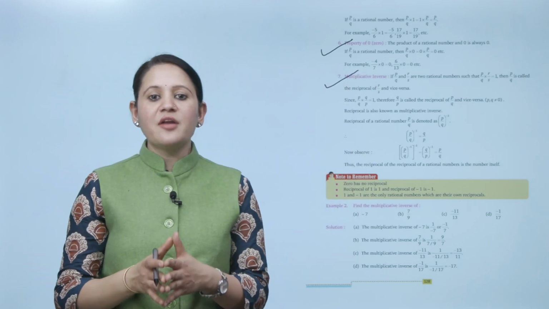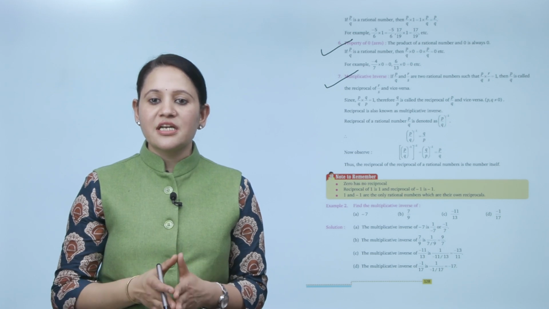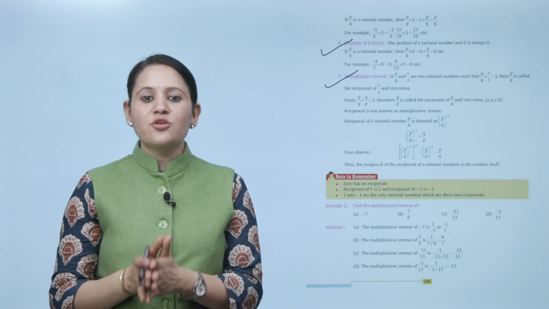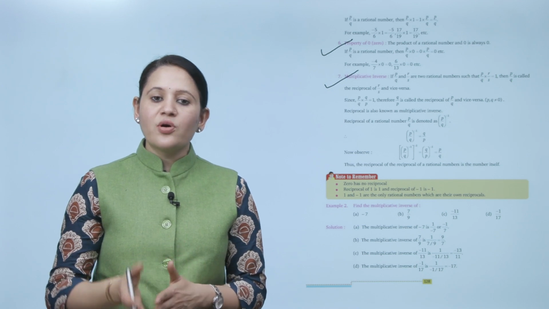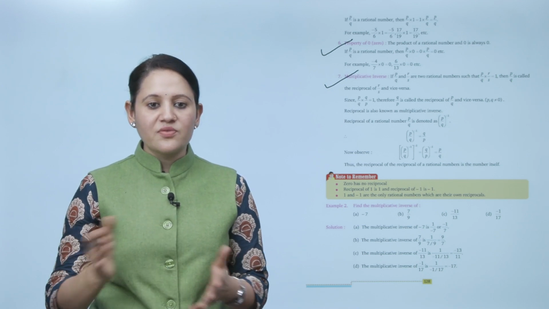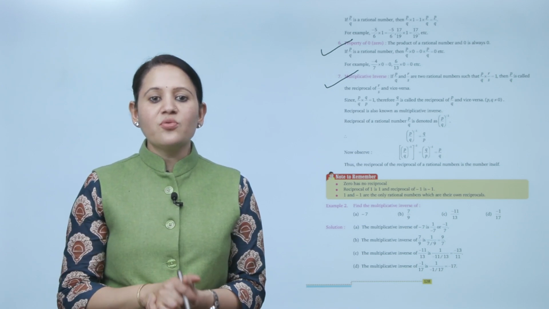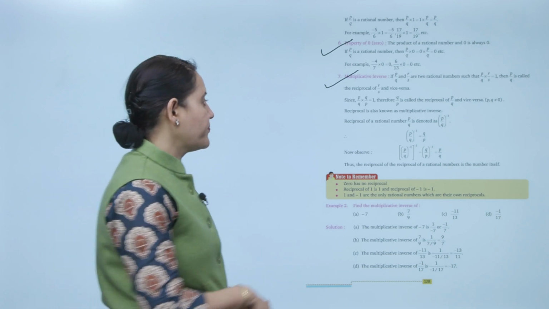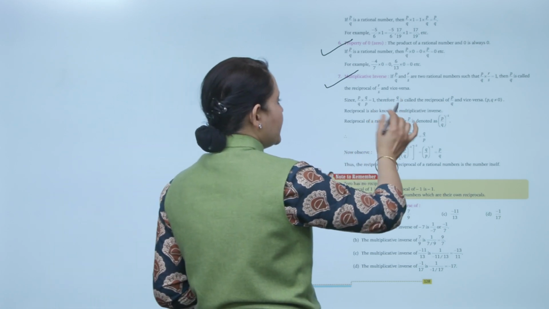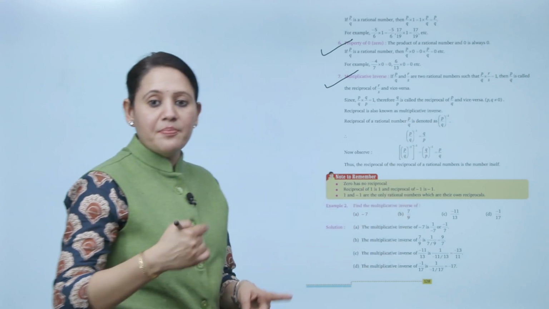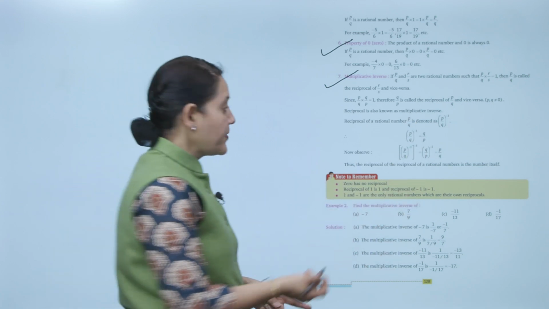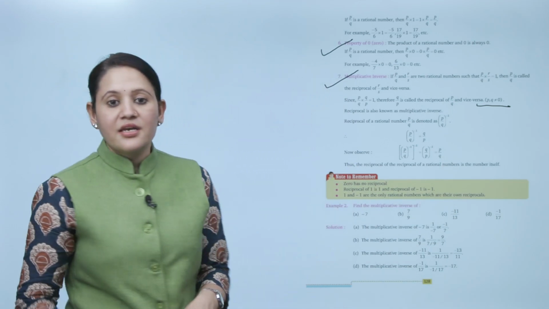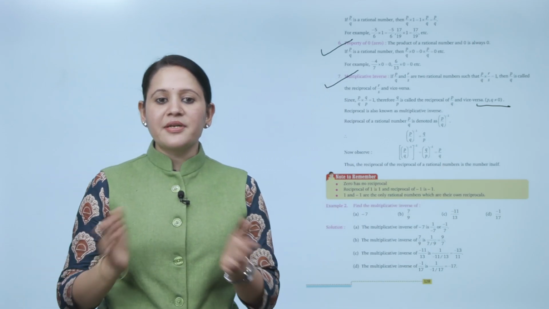If p by q and r upon s are two rational numbers such that p by q into r upon s equals 1, then p by q is called the reciprocal of r upon s and vice versa. Since p by q into q upon p equals 1, therefore q upon p is called the reciprocal of p upon q and vice versa, where p and q are not equal to 0. Reciprocal is also known as multiplicative inverse.